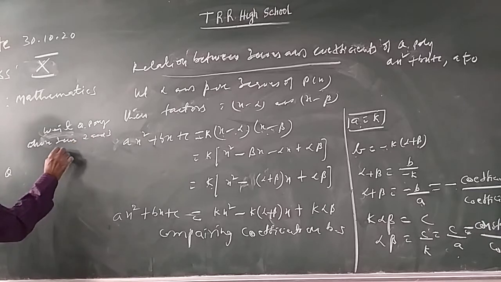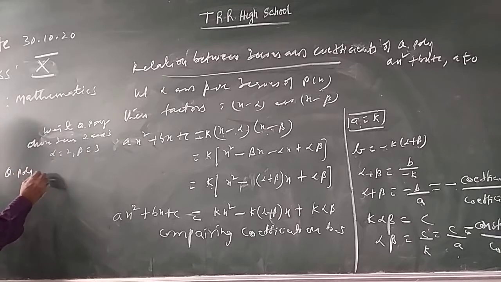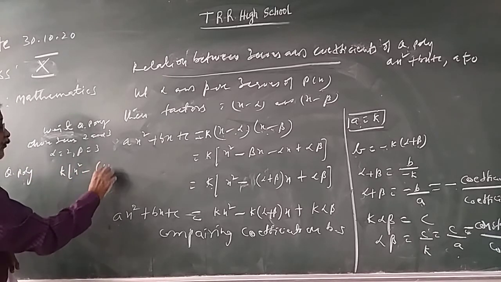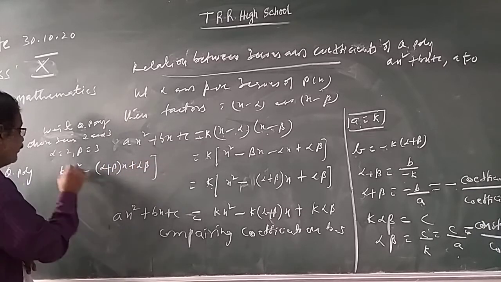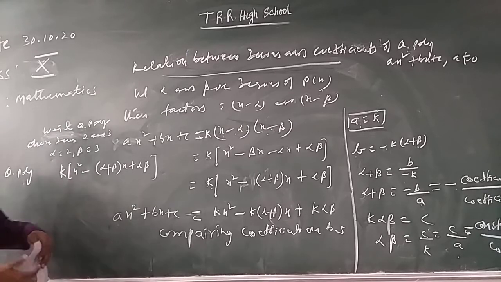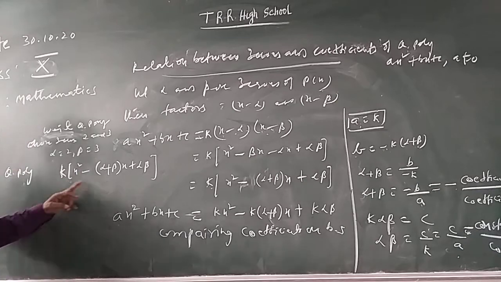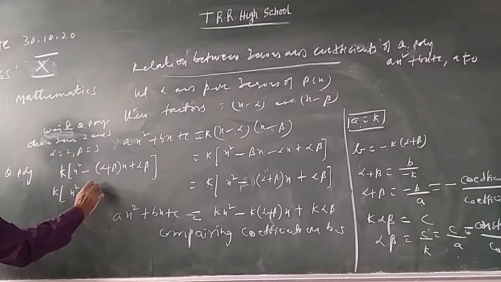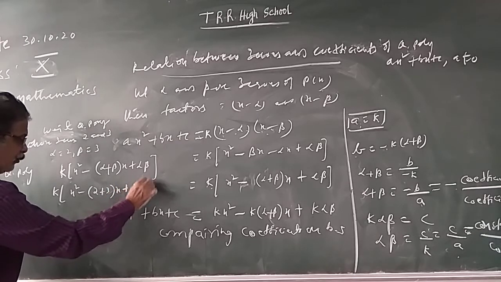The zeros are alpha equal to 2 and beta equal to 3. The quadratic polynomial is equal to K into x square minus alpha plus beta x plus alpha beta. This is the formula. Here alpha is 2 and beta is 3, so alpha plus beta is 2 plus 3 and alpha beta is 2 into 3.